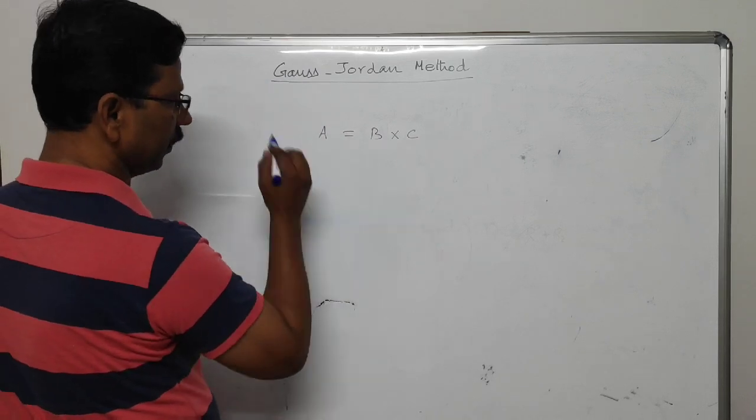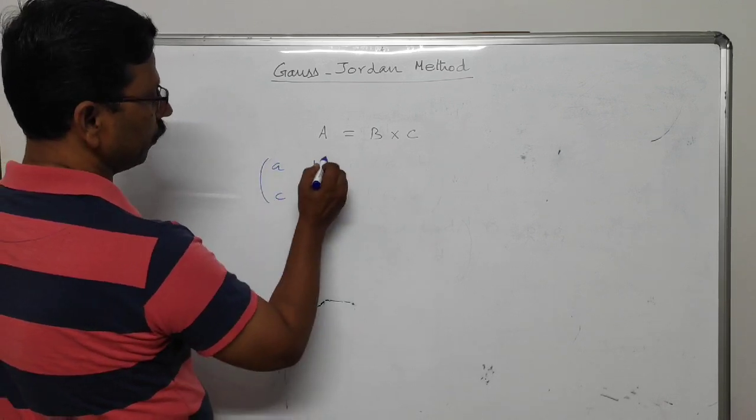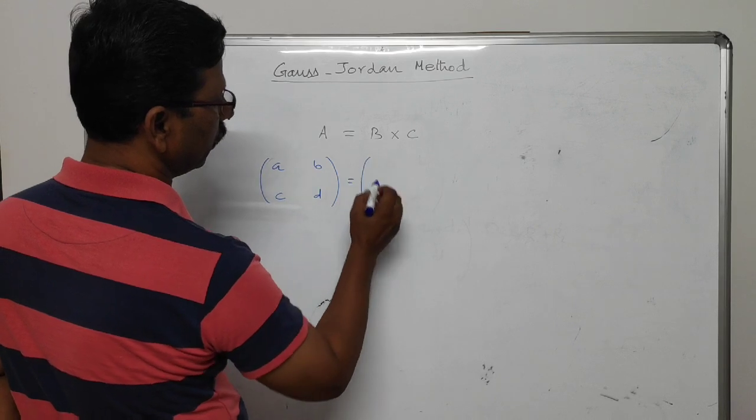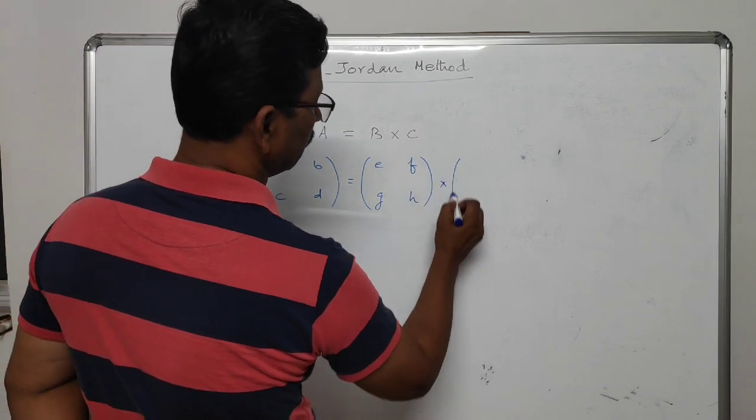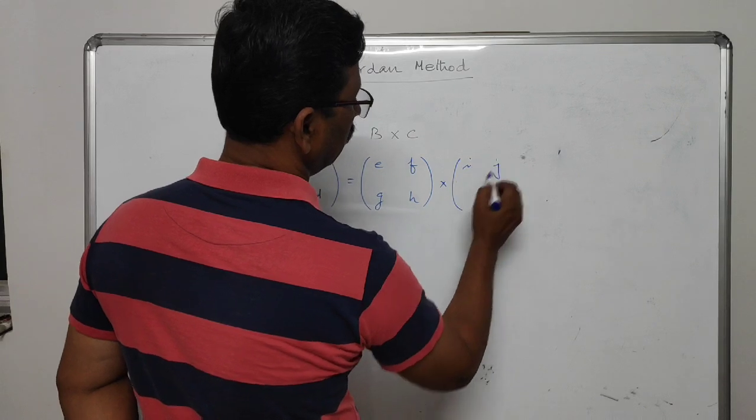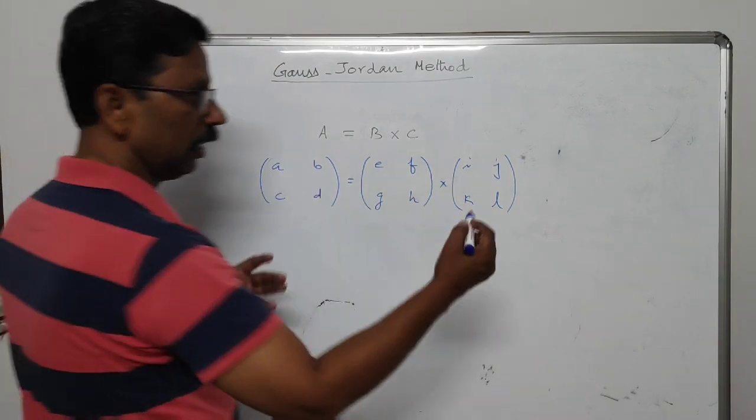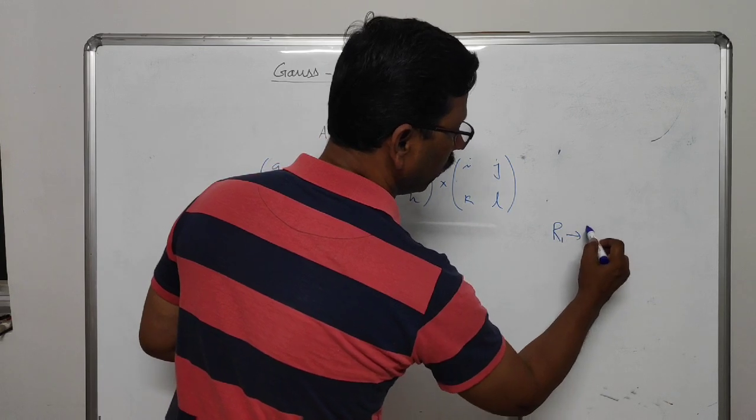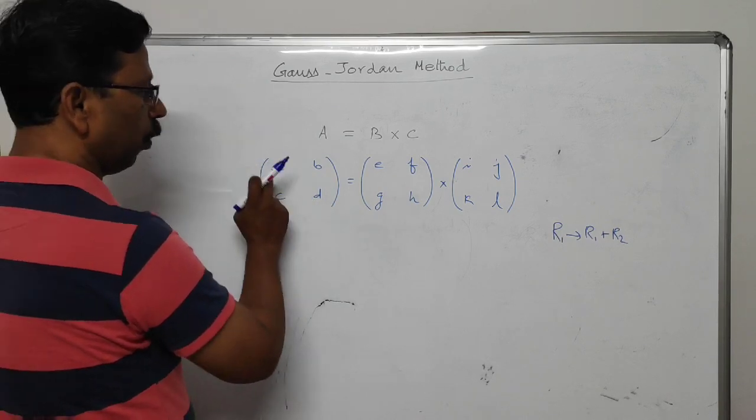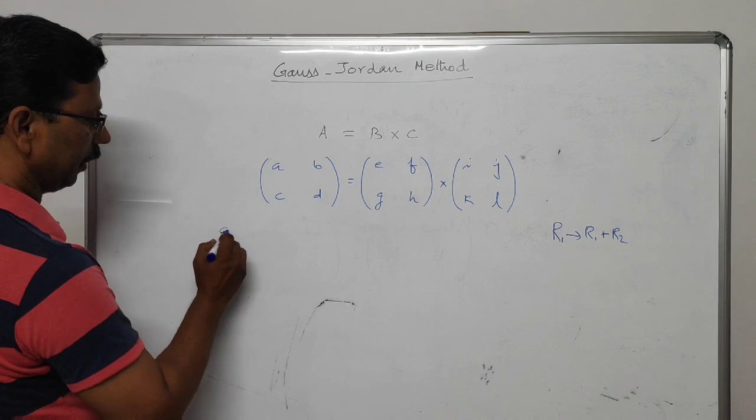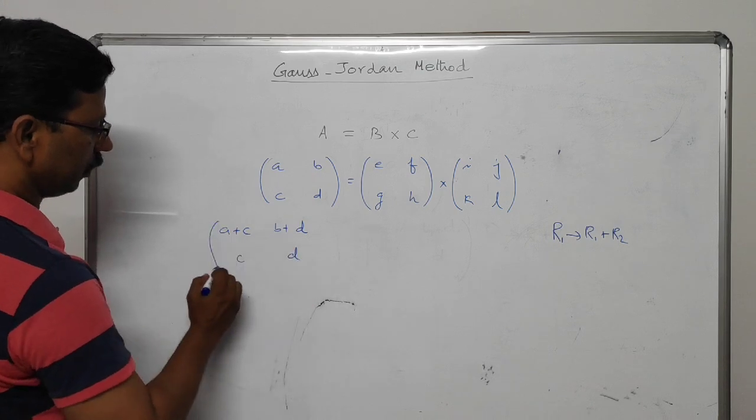For example, listen again. In the previous case, this is one matrix with entries a, b, c, d. Then another matrix is e, f, g, h, into the matrix C, which can be written as i, j, k, l. I have written these just as an example. Now, suppose we use the same elementary operation as in the previous case, R1 gives R1 plus R2. On the left hand side we have only one matrix, therefore we can perform the row operation directly. So this can be taken as a plus c, then b plus d, then c and d. Left hand side, no confusion.